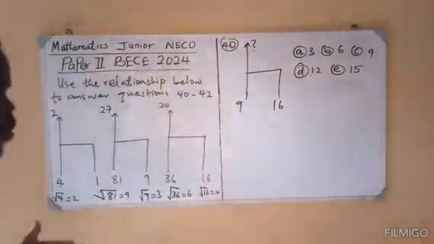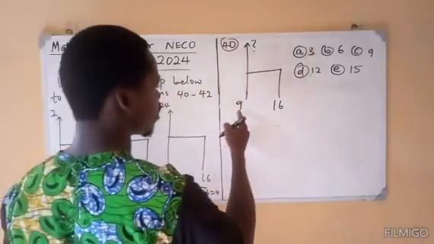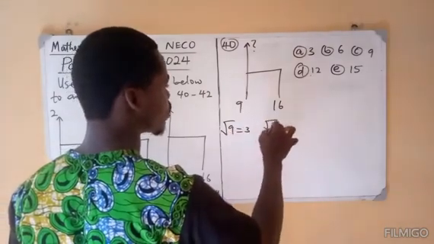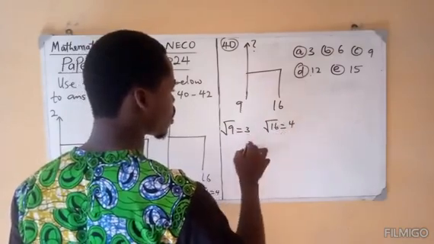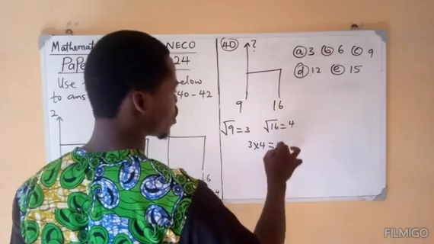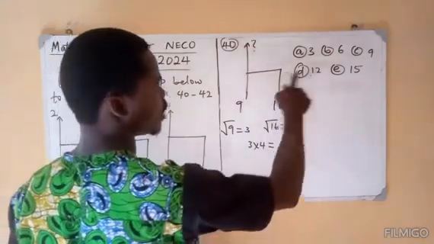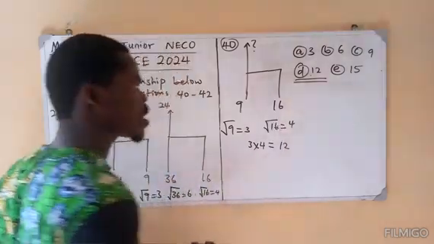Now, from what we did from here, we can easily pick out the answer. Square root of 9 will give us 3. Square root of 16 is 4. Now 3 times 4 will give us 12. So what is meant to be here is 12. And let's check the option. We can see option D is the correct answer.